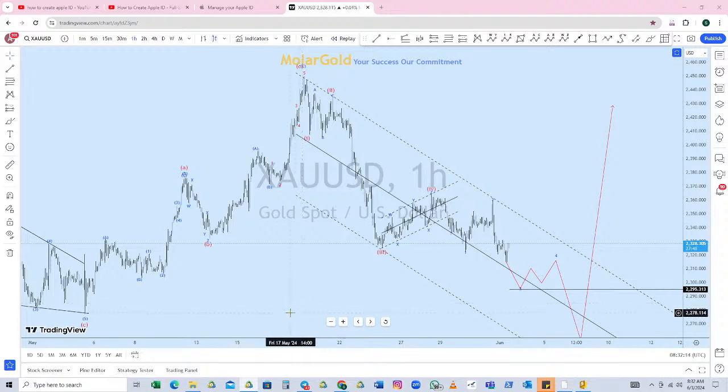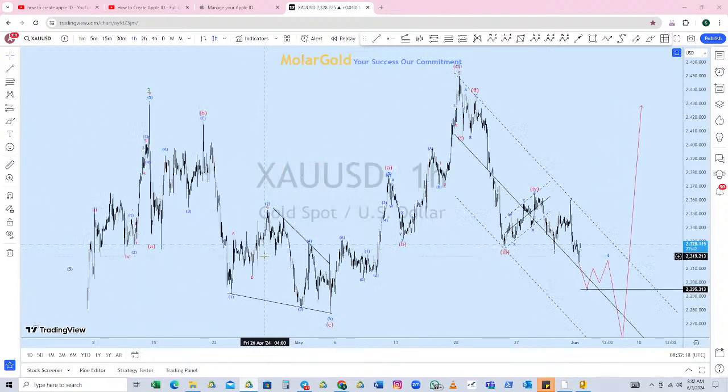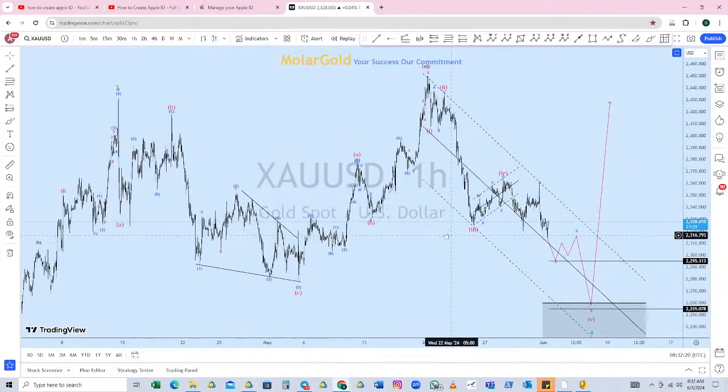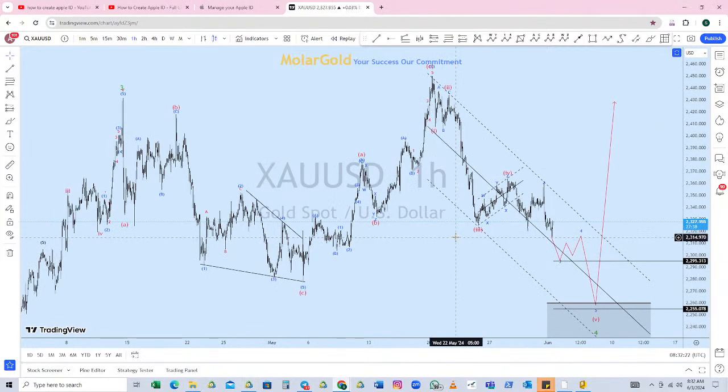Today I'm going to dissect the asset one more time for all of us to get the understanding of what is happening right now with gold. Okay, so let's go for it.